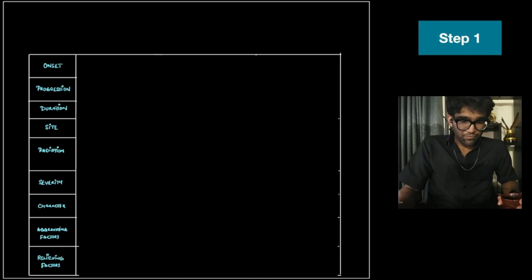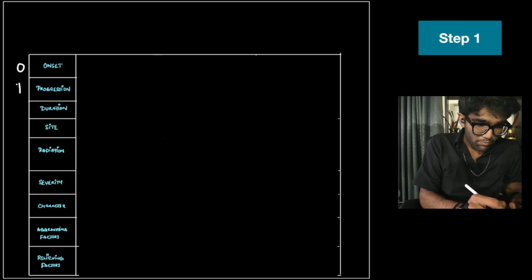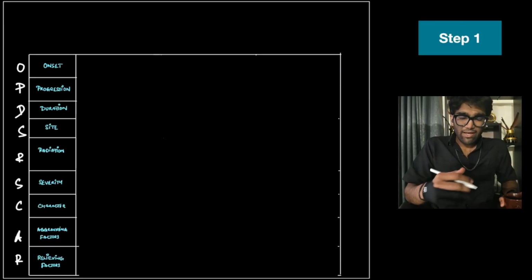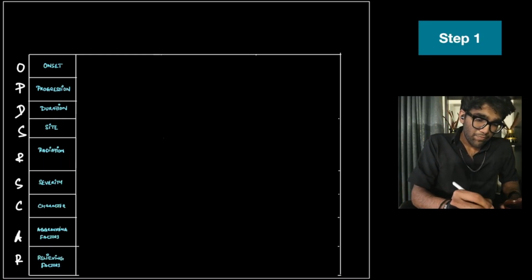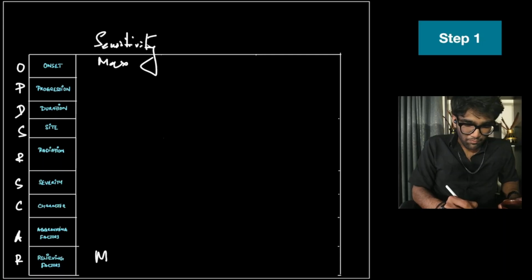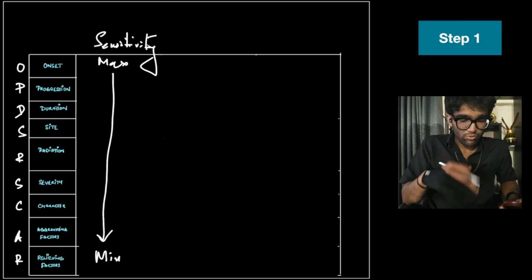So this is normally how I approach any symptom, but particularly pain, I go with the mnemonic OPDSR SCAR. Now there's a reason why I go through the characteristics of any symptom like this. The reason is that your sensitivity is maximum here and minimum here. So it decreases progressively as you go from onset to relieving features.